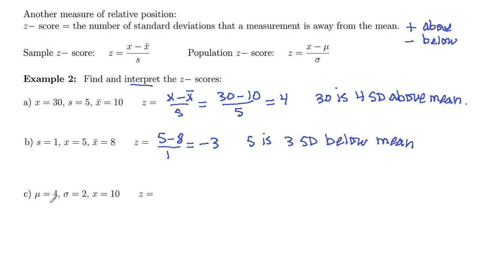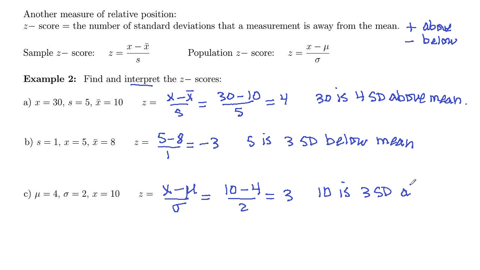And then here, mu is 4, sigma is 2, and x is 10. So this is going to be x minus mu over sigma for our z-score. So our value x is 10, minus our mean, 4, divided by sigma, 2. So that's 6 divided by 2, which is 3. So that's telling us that 10 is 3 standard deviations above the mean.